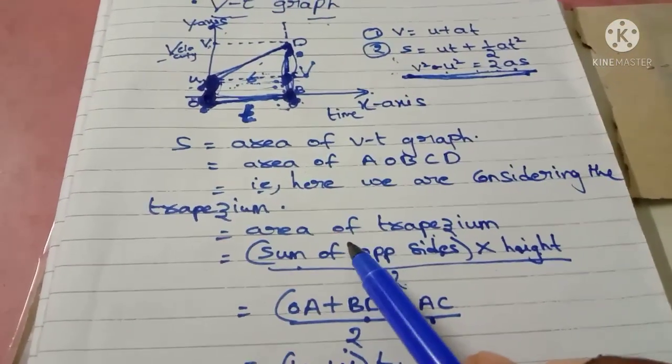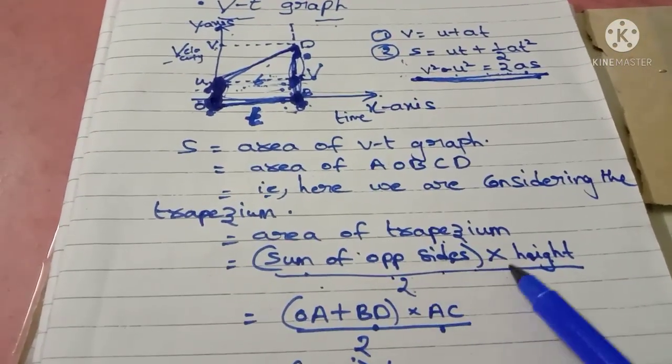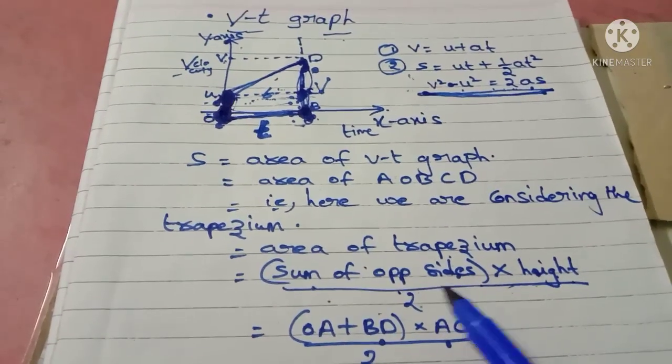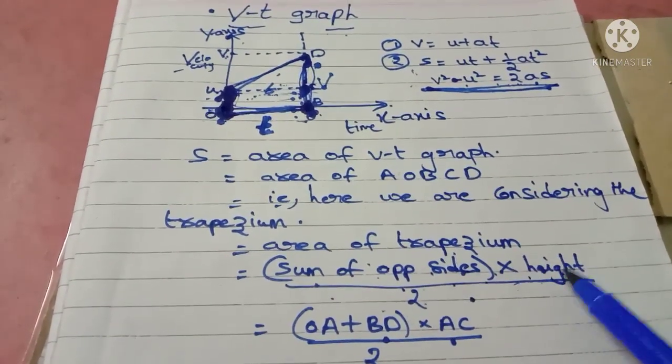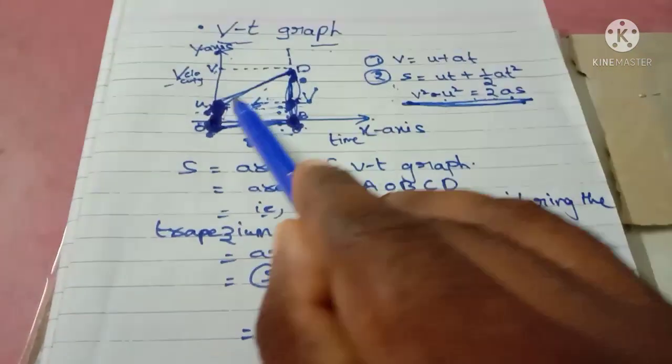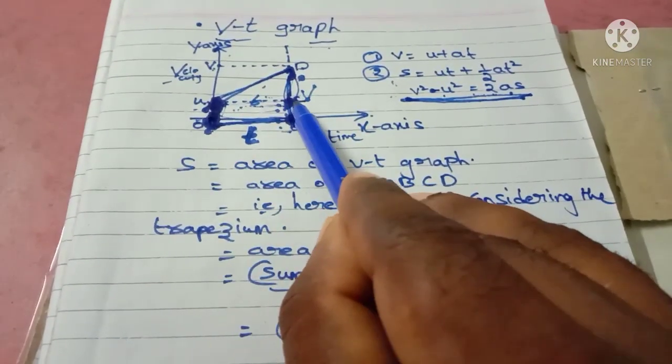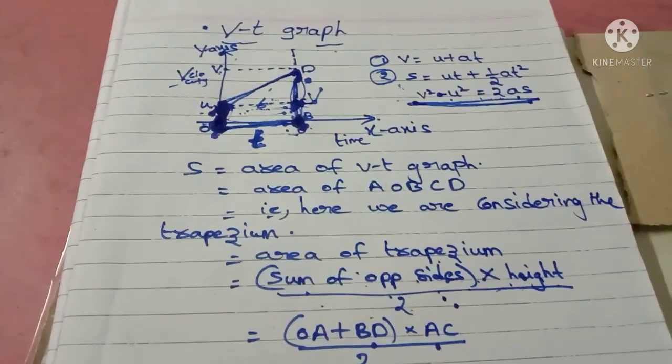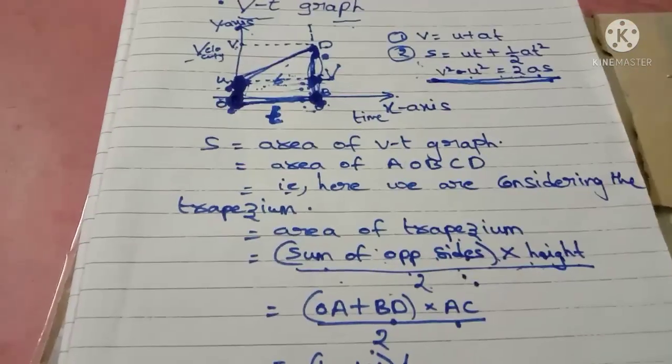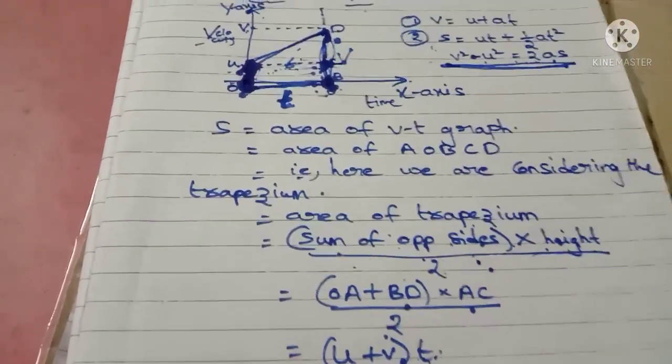What is the area of a trapezium? Sum of opposite sides into height by 2. What are the opposite sides? This one and this one. Okay, have you understood this? Hope you all understood. Please go through it once again.